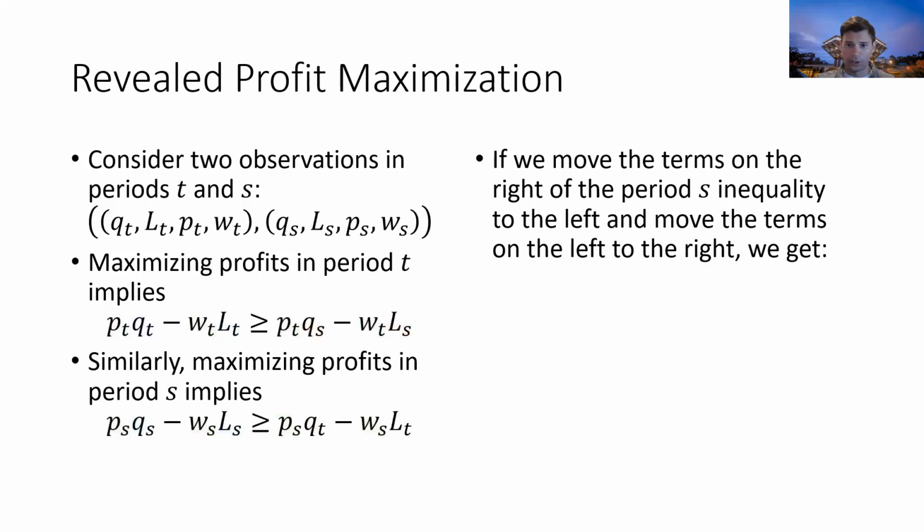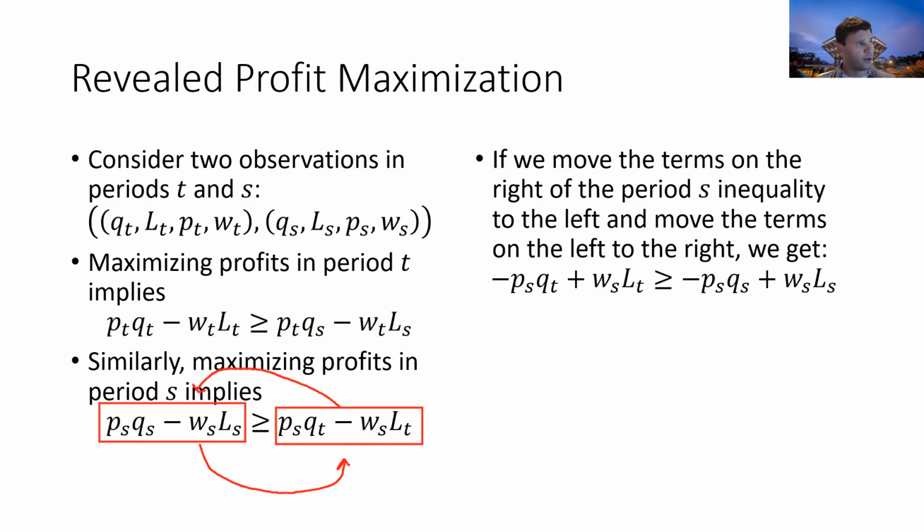So all that we're going to do here, and we're going to use the period S inequality. We're going to take this stuff and move it over here. Okay. And then we're going to take this stuff on the right and move it over to the left. If you do that, hopefully you're comfortable. This is how things will look. Just move stuff to the opposite side here.